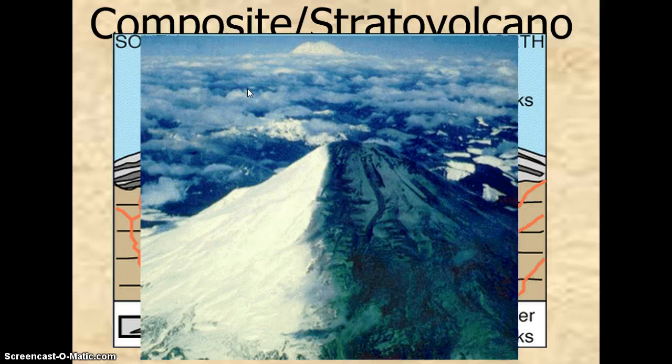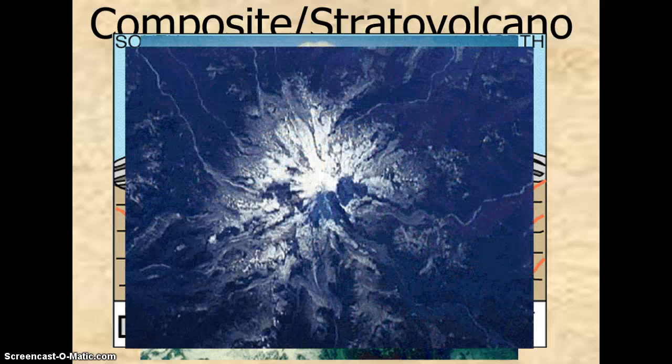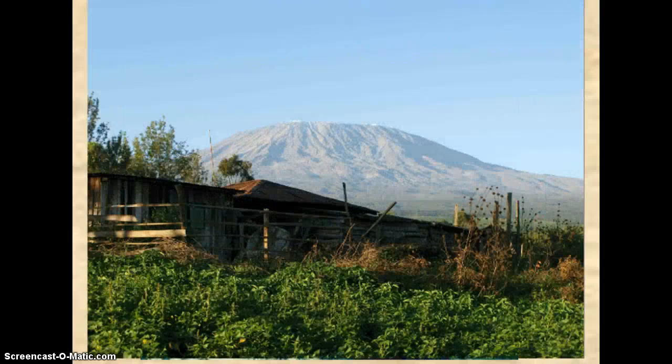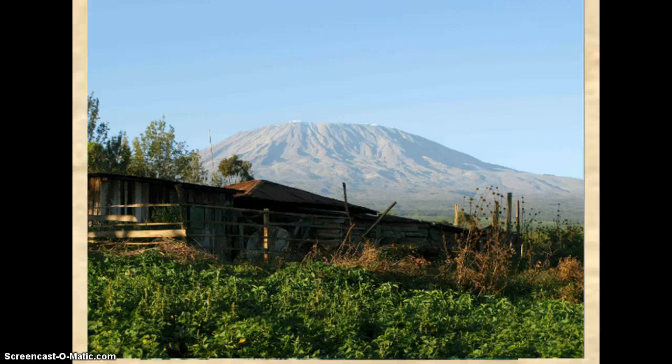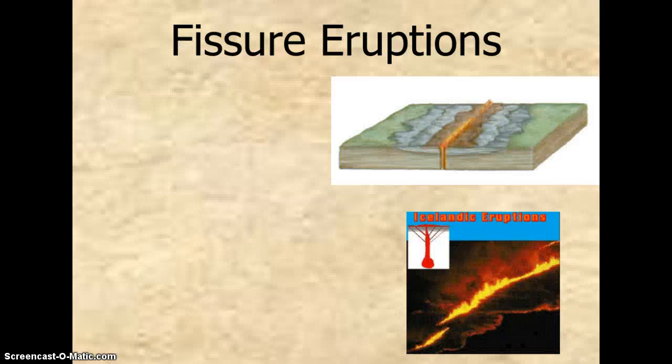And a lot of the volcanoes in the Cascades in Washington are stratocone volcanoes. This is a cool picture. This is Mount St. Helens before she erupted in 1980. And I'll show you one from after. And this is a picture of a volcano in Africa.